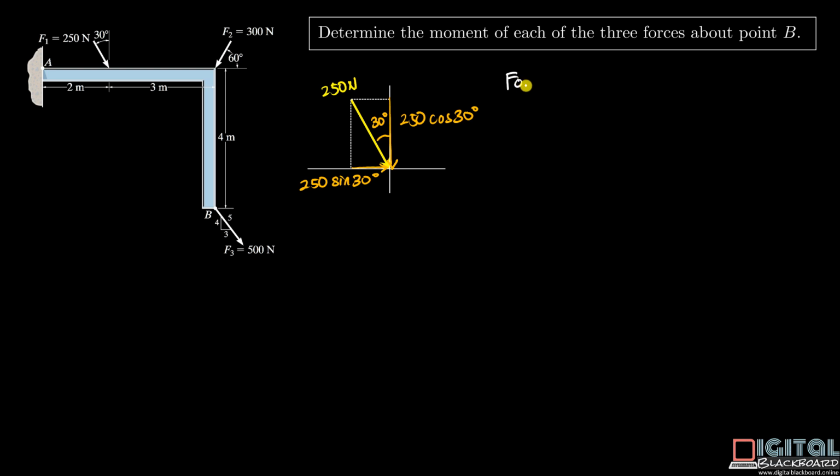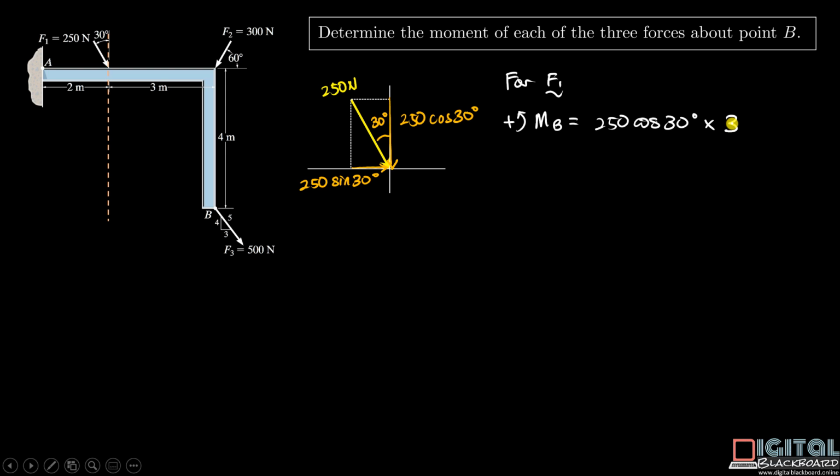So for F1, we take positive in the anti-clockwise direction. Moment about point B is equal to, first we look at the vertical component, 250 cosine 30 degrees. So what is the moment arm? Shown here is the line of action of the vertical component as a dashed line. Now the moment arm of this vertical component to the point B is actually this horizontal distance here, which is given by 3 meters. So we put here times 3.